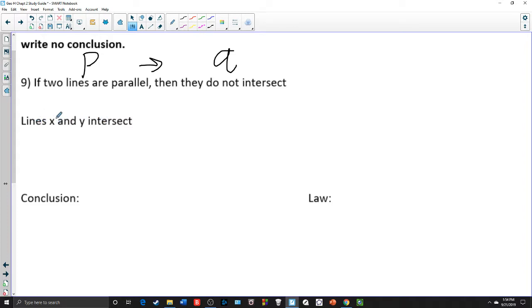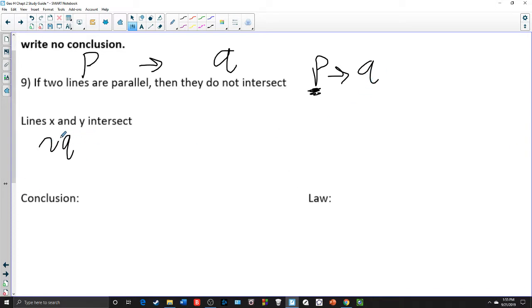So this gives us: lines X and Y intersect. This is what we have to use to deduce something. We know that if we have P, then we can go to Q. That's about it, actually. This says lines X and Y intersect, so they give us not Q. Remember, squiggly means not. So they give us not Q, which means we can't really deduce anything, because they don't give us our P. In order to deduce something, we'd have to be given the P statement first, not the Q statement. And they don't even give us the Q statement. They give us the opposite of the Q statement.